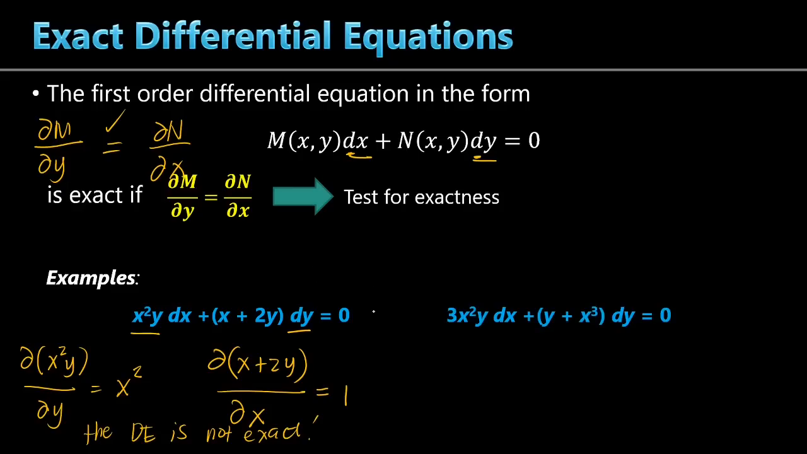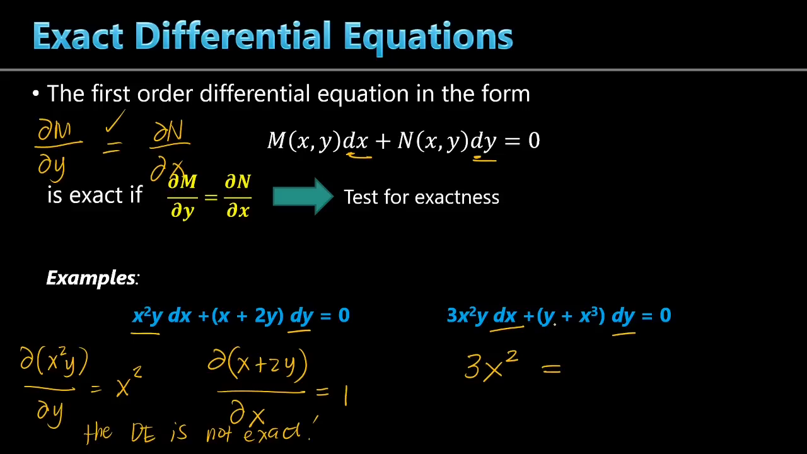So let us see another example. This time, we have 3x squared y dx plus the quantity (y plus x cubed) dy. We will use the test for exactness to determine whether this equation is exact or not by getting the partial derivatives. So here, the multiplier is dx. That's why when we get its partial derivative, it should be with respect to y. Since that is with respect to y, x is assumed to be a constant. So here, our partial derivative is 3x squared. How about here? Since its multiplier is dy, we should get its partial derivative with respect to x, and assume that y is a constant.